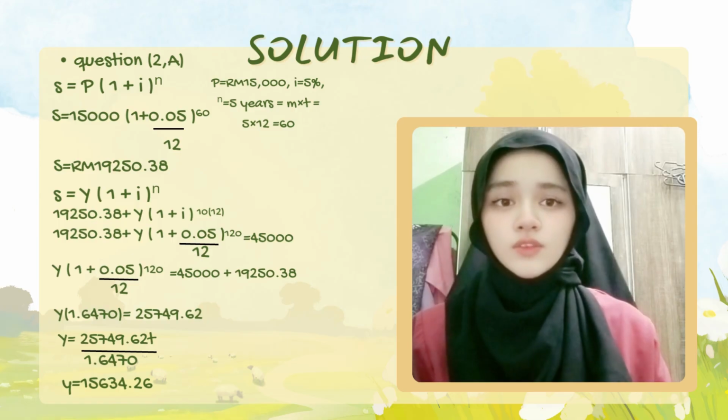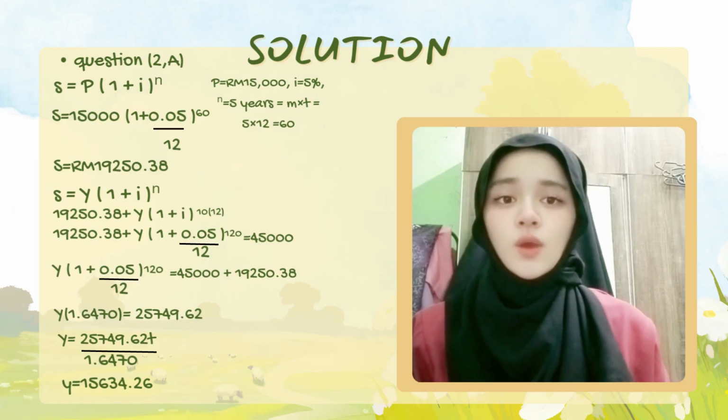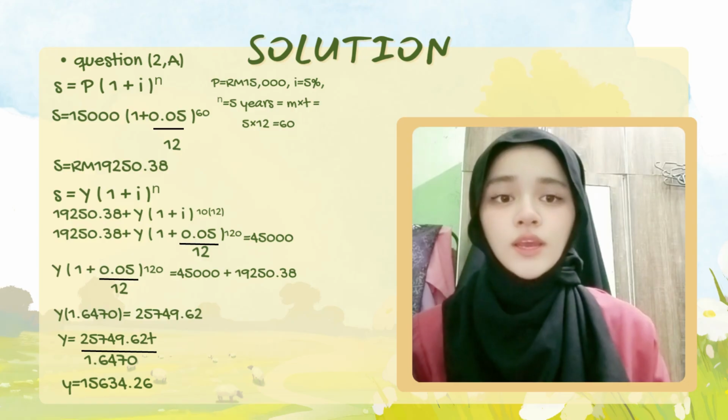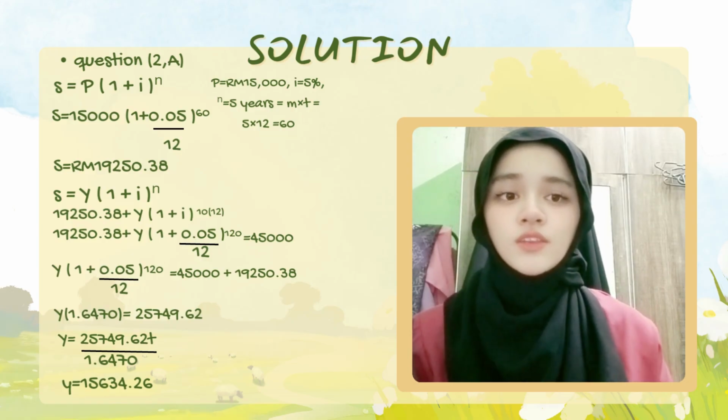Now step 3, I form the total equation. The future value of the old money plus the future value of Y must equal 45,000. So I write 19,250 ringgit and 38 cents plus Y times the growth factor equals 45,000. Therefore, I solve for Y. I move the 19,250 ringgit to the other side and divide.